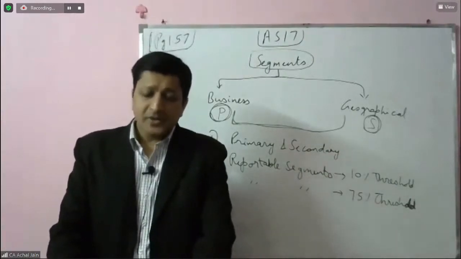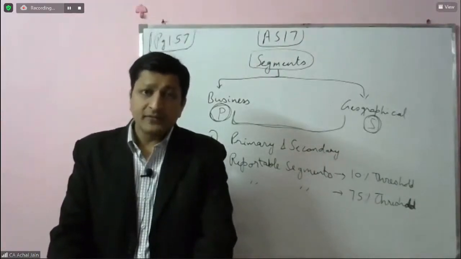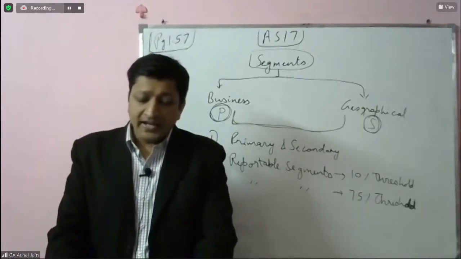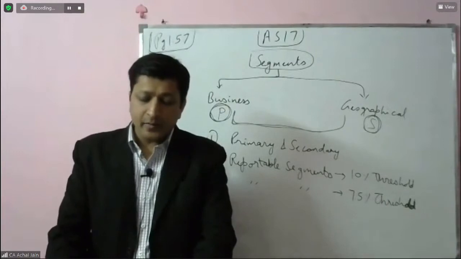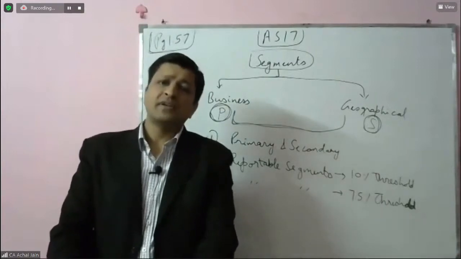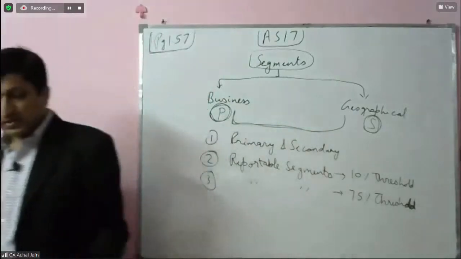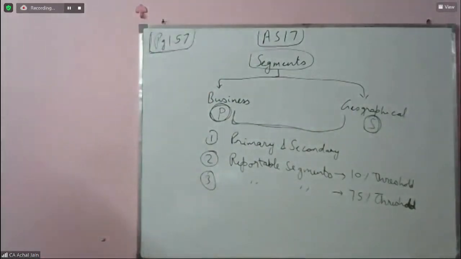An entity should present reconciliation between information disclosed for reportable segments and the aggregated information in the enterprise financial statements. So this is very, very important. Okay, so let's understand what you mean by this and how this is required to be covered. Just give me a minute.